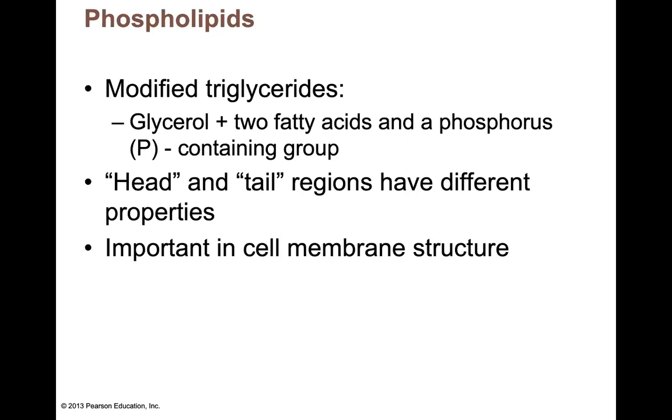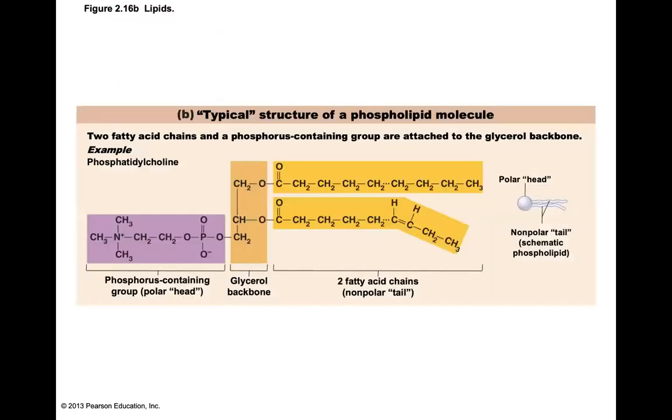Phospholipids, these are modified triglycerides. You have glycerol plus 2 fatty acids and a phosphorus containing group. This will have a head and a tail region with different properties. Typically the head region or the phosphorus containing group, this is polar, which means it likes water. And then the tail region, which is 2 fatty acid chains, is nonpolar and it does not like water.